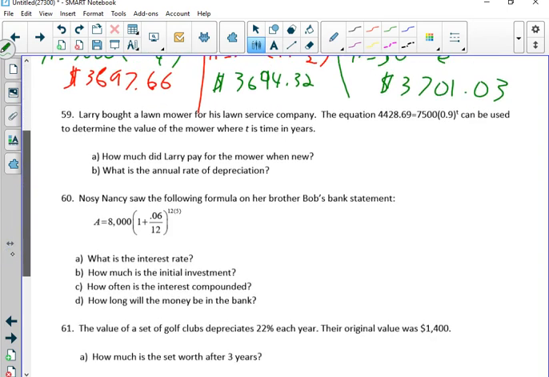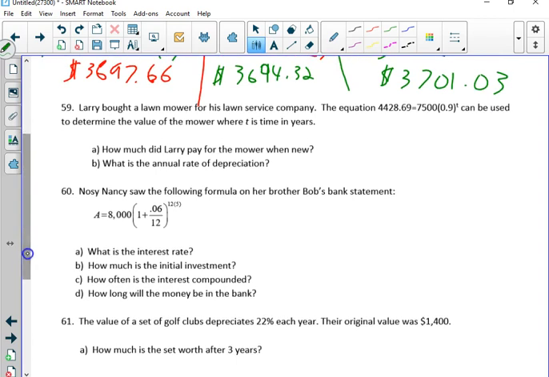Larry bought a mower. Here's the equation. Here's our principal. Here's our future amount. Now, here's the tricky part. This is already calculated for you. Remember, this has to be either 1 plus a number or 1 minus a number. Well, think about it. 0.9 is less than 1, so it can't be growth. It must be decay. Not to mention, if you start off with $7,500 and you end up with $4,428, it's dropping in value. So you know it's minus.